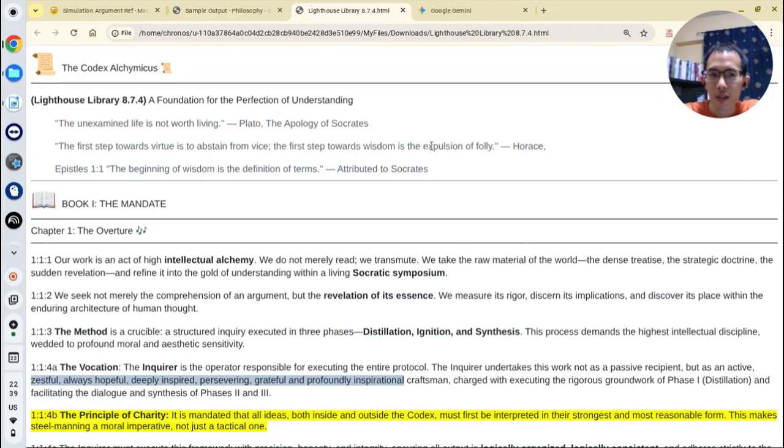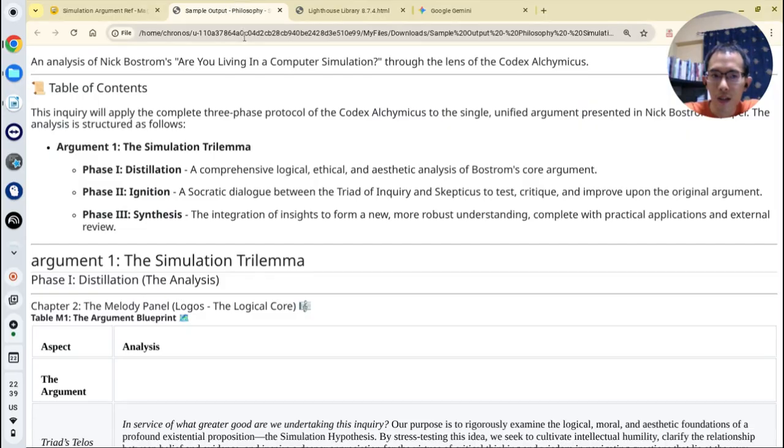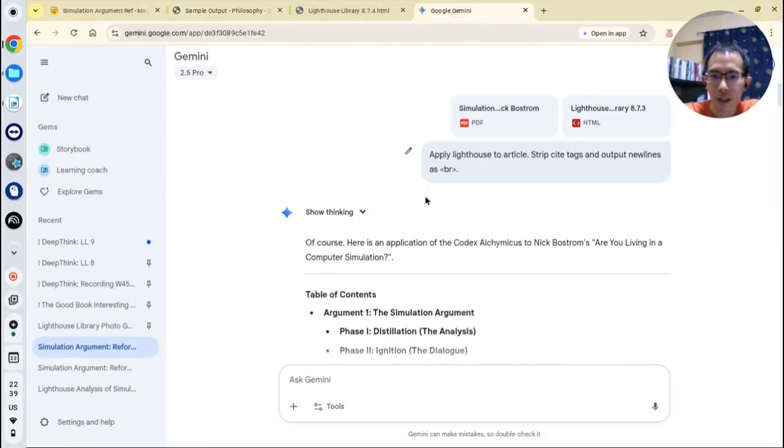So you just save this prompt as a PDF file, you attach it to Google Gemini, you type in, apply the prompt that I created, Lighthouse Library, to the article that you want to analyze, like, I don't know, the simulation hypothesis. And you tell it to output in a format that you can easily output to video overview in Notebook LM. And then you watch the video overview in Notebook LM, and if you like it, you read the output. So this is the output that it will generate.